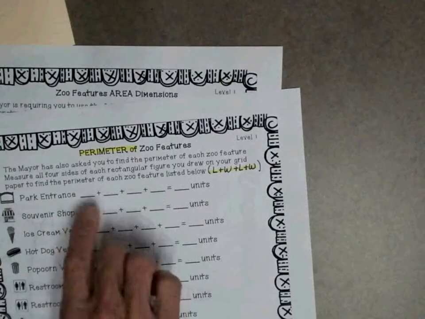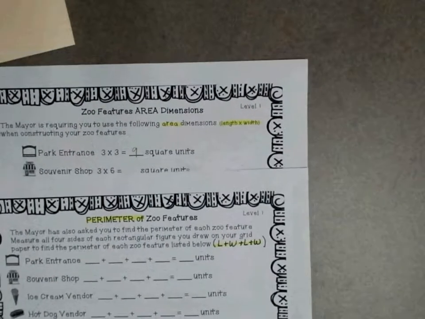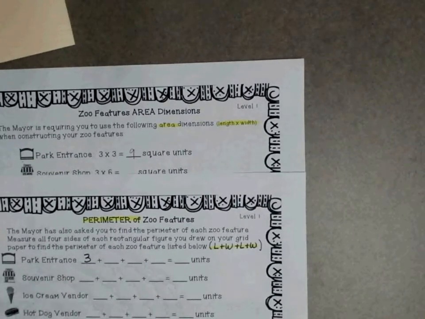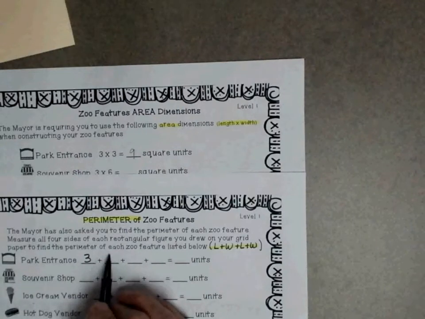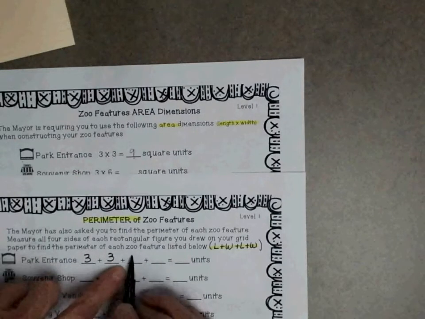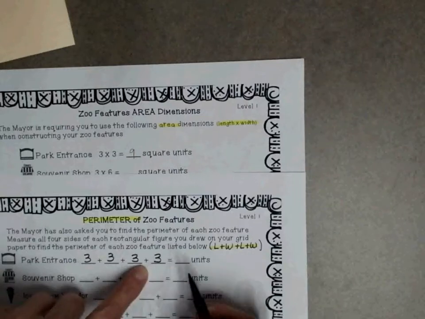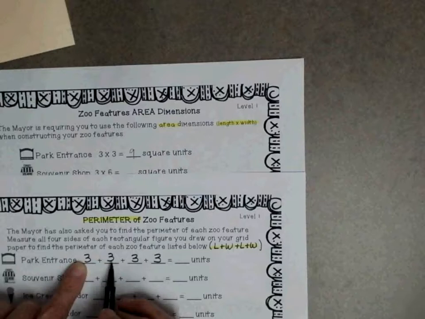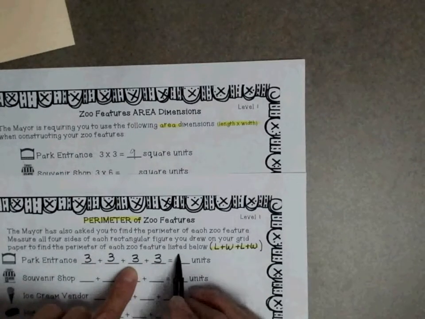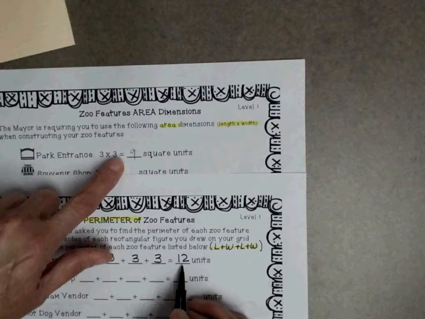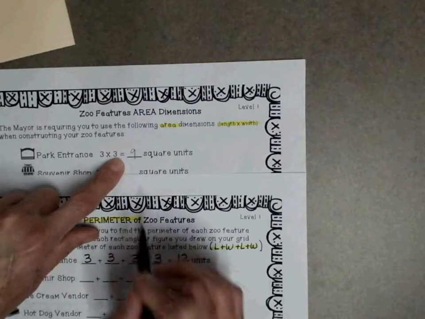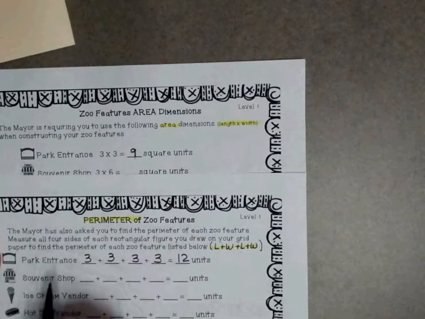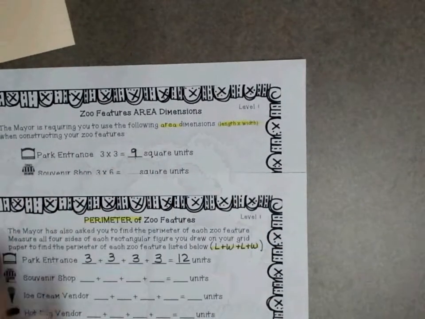So what was the length of the park entrance? It was 3. You got 3 units for the length. And what was your width? 3. So length plus width plus length plus width. Yes, 3 by 3, perfect square. And I know that 3 plus 3 is 6, and 3 plus 3 is 6, so this is 12. They're not the same. This is 9 square units, and this is 12. Remember, perimeter is the distance around, and area is what covers the inside.